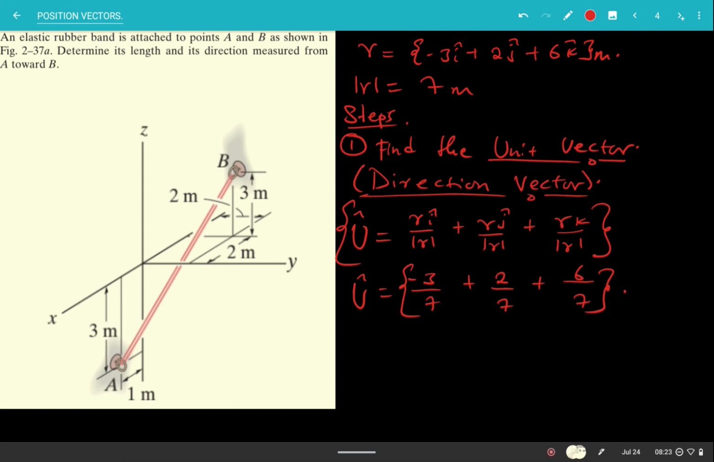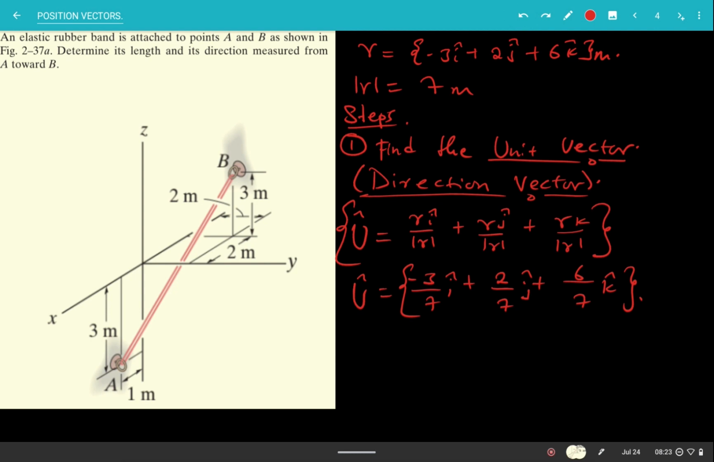Now the unit vector obviously has to have the position. So this is in the I, this is in the J, and this is in the K. Be mindful that this is how you get your unit vector. This is simply the length, which is the absolute form of the position vector that you found.